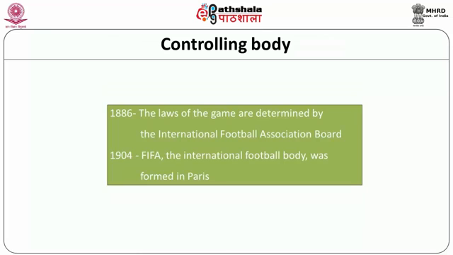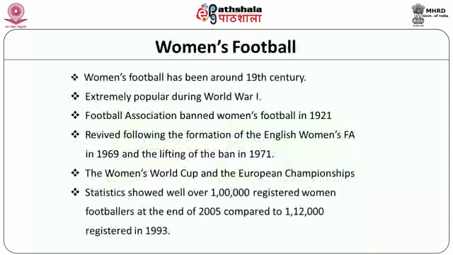The controlling body of football in the world: there are two organizations. One is the International Football Association Board, which determines the laws of the game and was instituted in the year 1886. Then the important organization is FIFA. In the year 1904, the Federation International Football Association was formed in Paris. These are the two organizations which govern the rules of football and other activity.